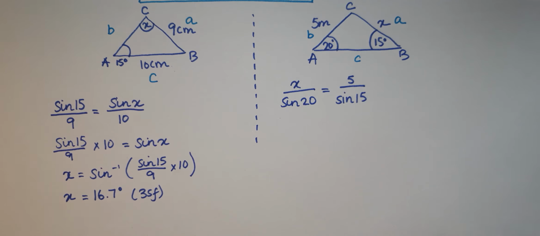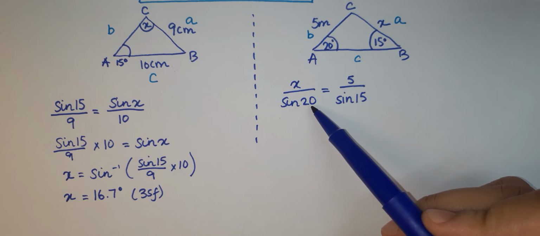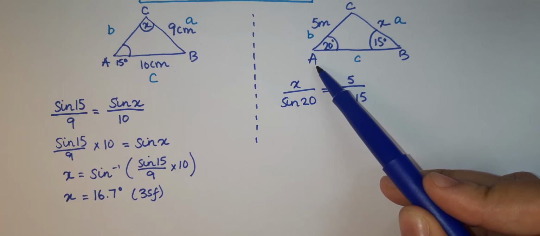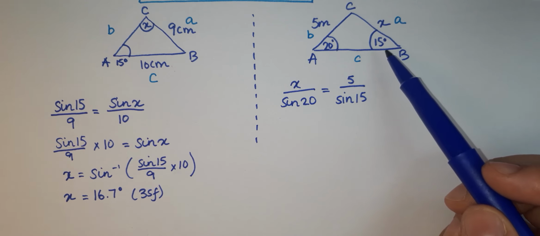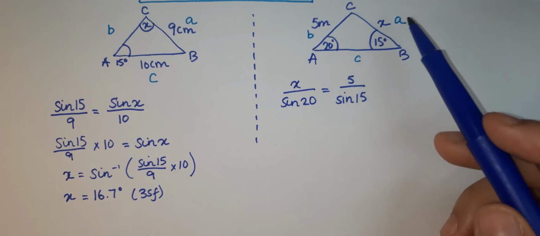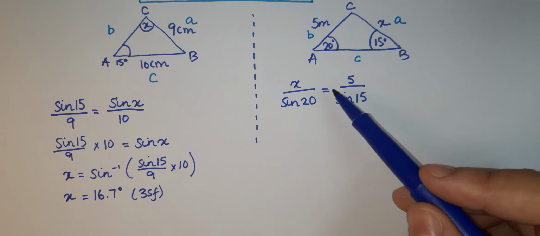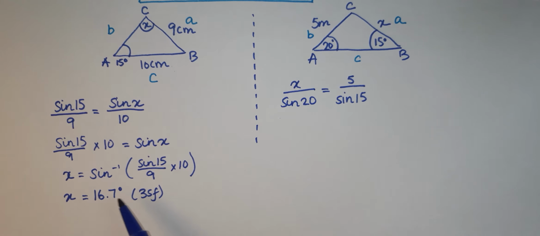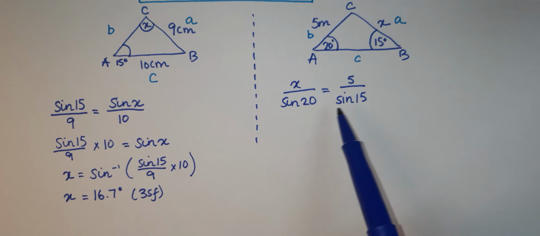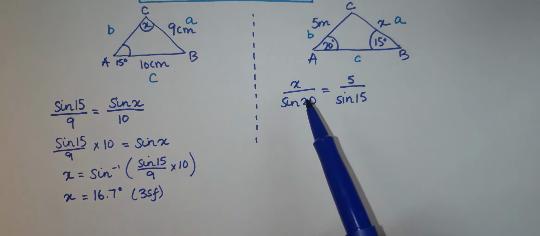So we would get x, which is small a, over sine of 20 degrees, the capital A, equals 5 over sine of 15. Now in order to get the value of x, we would just do 5 over sine 15 times by sine of 20. Now here we don't need to do the sine inverse because we already have the angles, so we'll just get a straight answer for x.